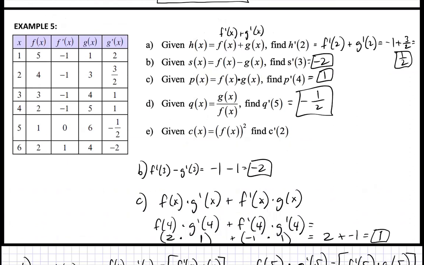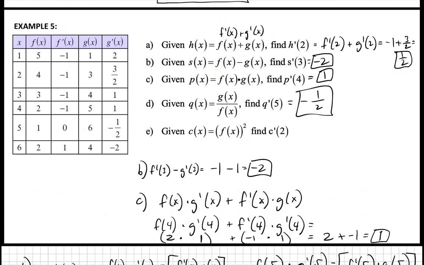Okay, so for the first one, A, I got 1/2. B, I got -2. C, I got +1. And D, I got -1/2. I haven't done E yet. Any questions on those?